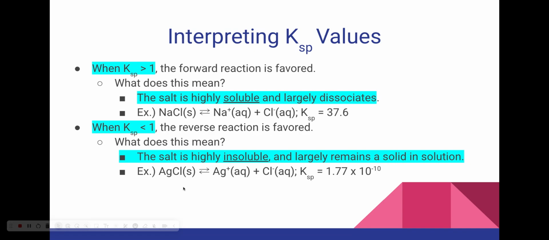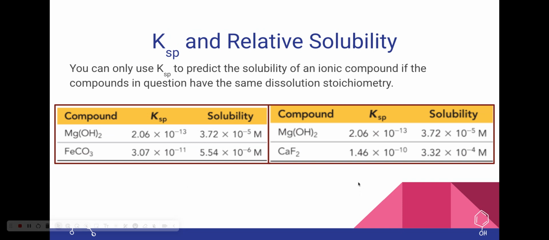So again, the way that you'd interpret a KSP is the same way you interpret KC or KP, except now, of course, we're just describing it in terms of salt, AKA ionic compound. Okay. Now, in terms of interpreting a KSP value and comparing it from one compound to another, you have to make sure that they have the same dissolution ratio in terms of their stoichiometry.